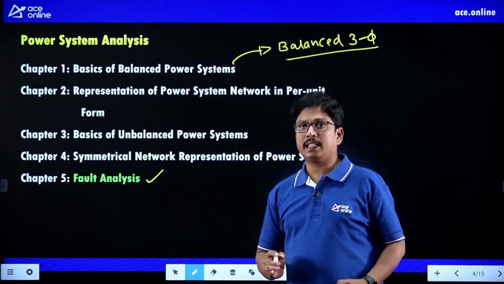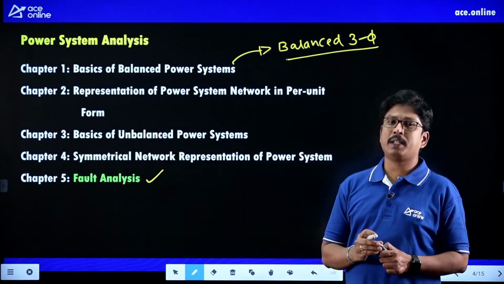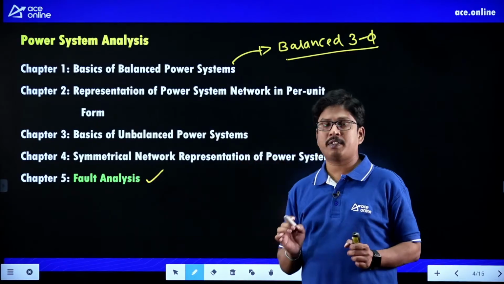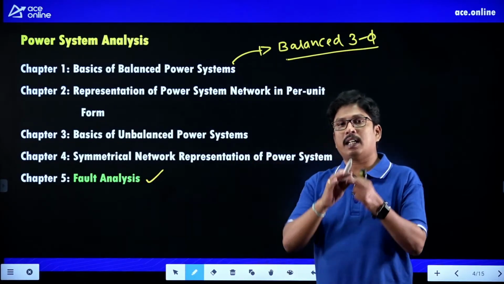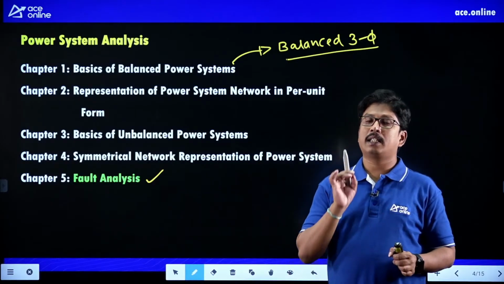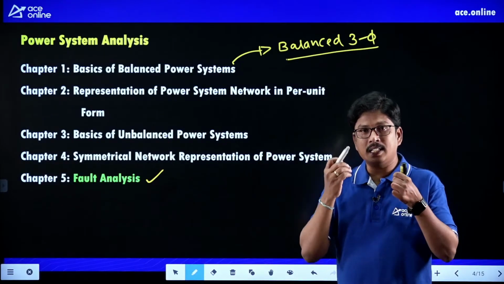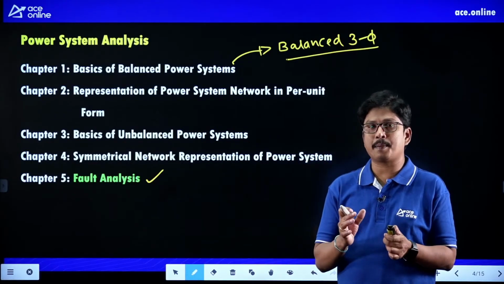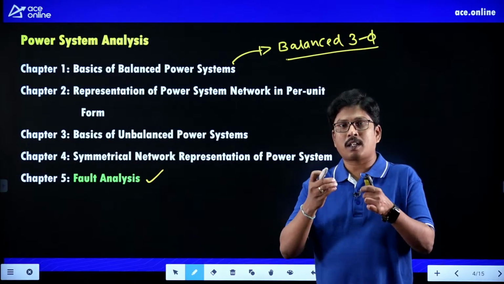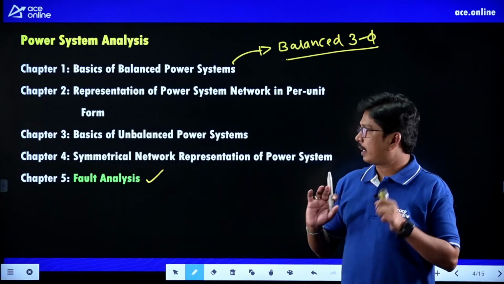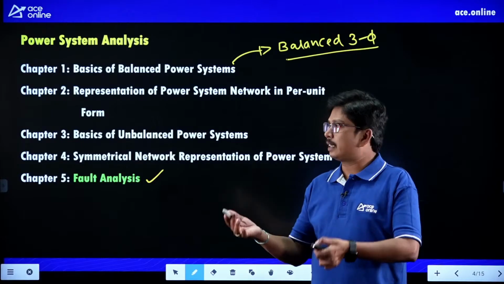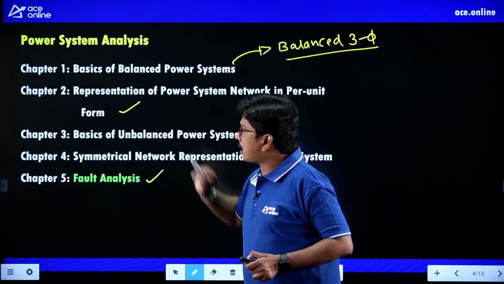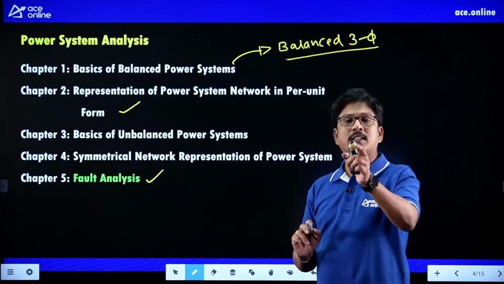And later on, we will see the representation of power system network in the per unit form. Whenever you are representing the entire calculations in per unit form, the advantage is that the calculation speed will be increased and the quantities will be very, very small, so that we can say the calculation complexity will be reduced, right? And we have a lot of advantages we can see in the detailed discussion of per unit systems. Right? And in the next chapter, the basics of unbalanced power system.